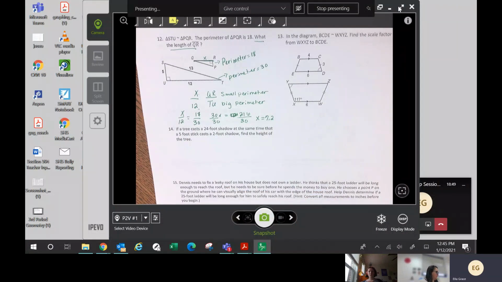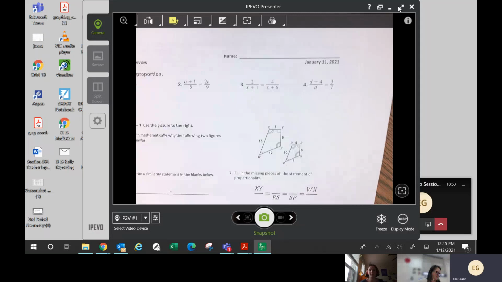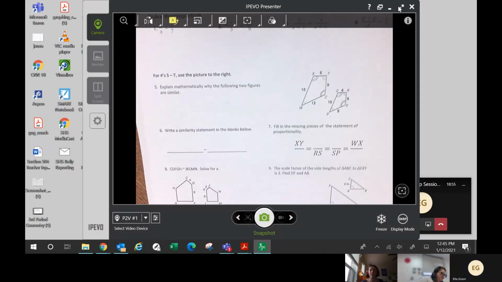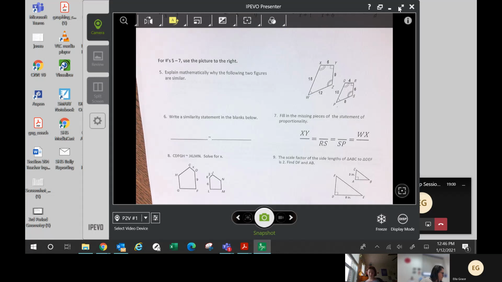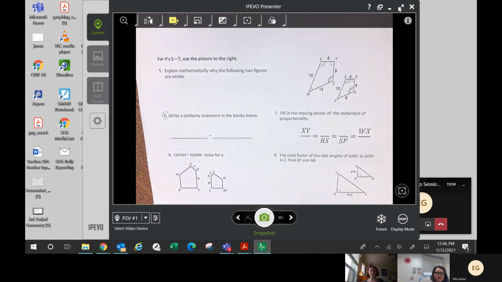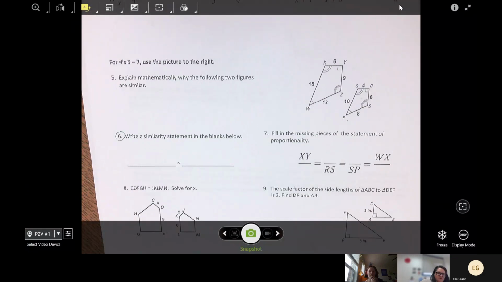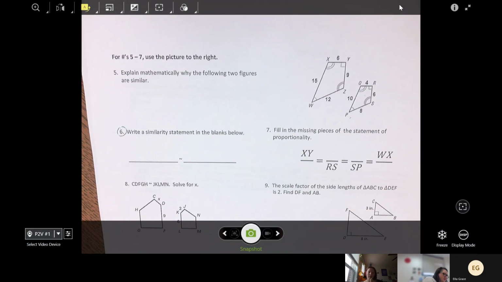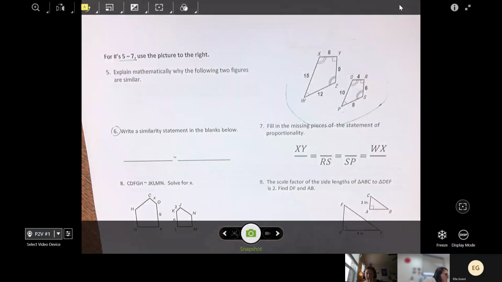Let's go back to pages 6 and 7. It says, write a statement of proportionality in the blanks below. Write a similarity statement, sorry. So this is from this picture.